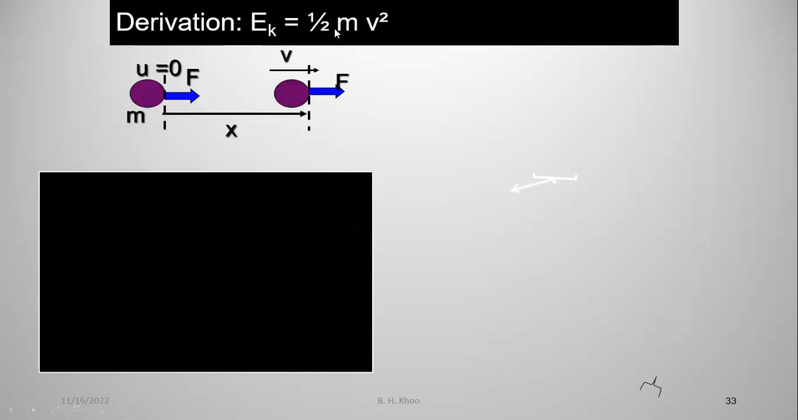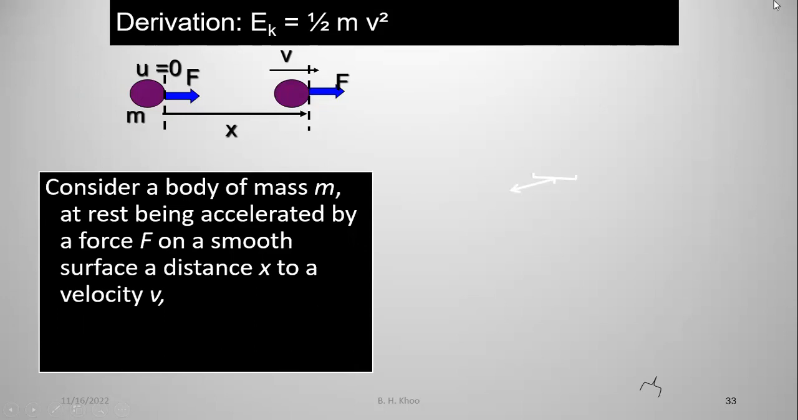Derivation of this formula, half mv squared. We start with the object of mass m at rest. We apply a force there. Let the force move a distance x, and then it gains a velocity v. The force is still acting. So kinetic energy equals work done.